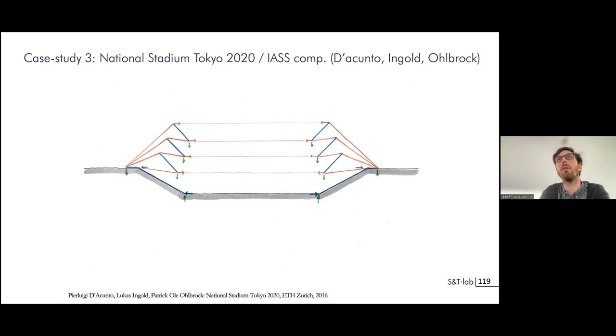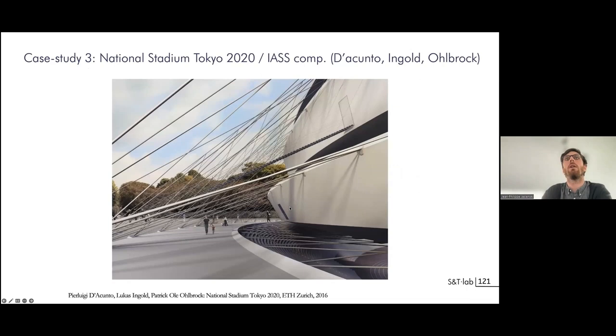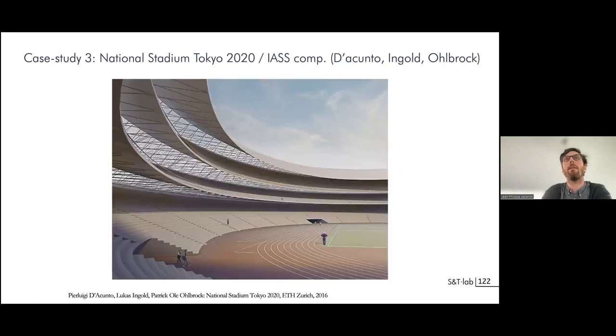And so the winning proposal was by Pierluigi D'Acunto, Lucas Ingold, and Ole Holbrook. This is the design, with compression rings that are floating and connected together with a series of hangers, which allows a structure that is really floating and light, and allows light to enter the pitch in the ground. So these were some renders of the proposal that you can see.